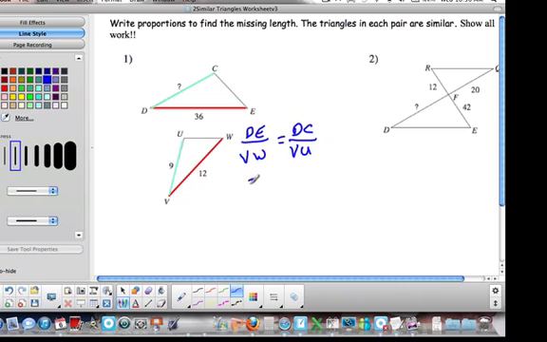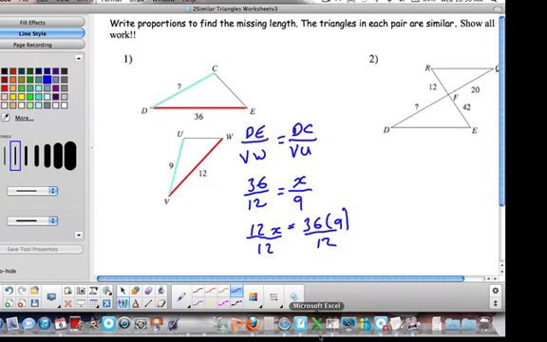And when we sub in, we get 36 over 12 is equal to, and we put the larger triangle measure on top, so we have to put the larger measure on top over here, and that's the unknown, so I can put in x over 9. Cross multiply, so we get 12x is equal to 36 times 9. We can just divide both sides by 12.